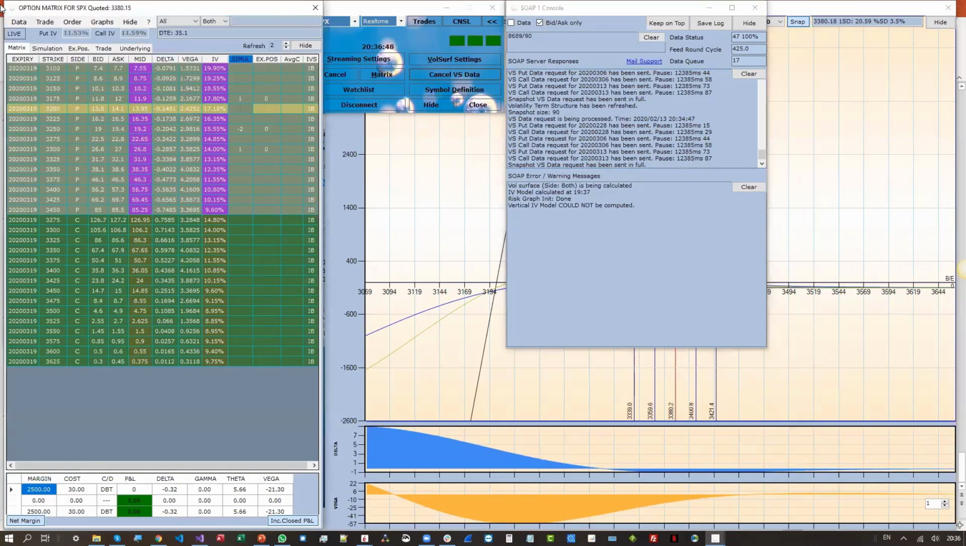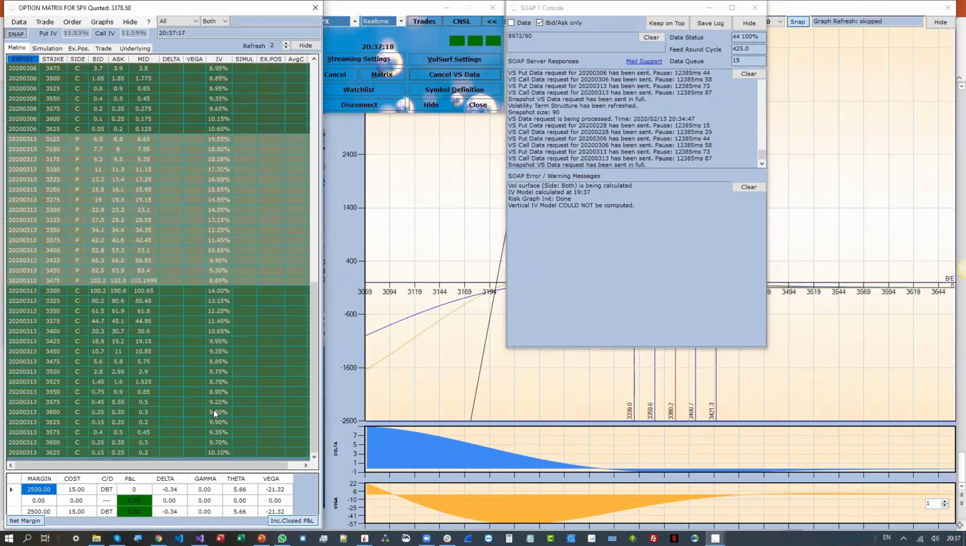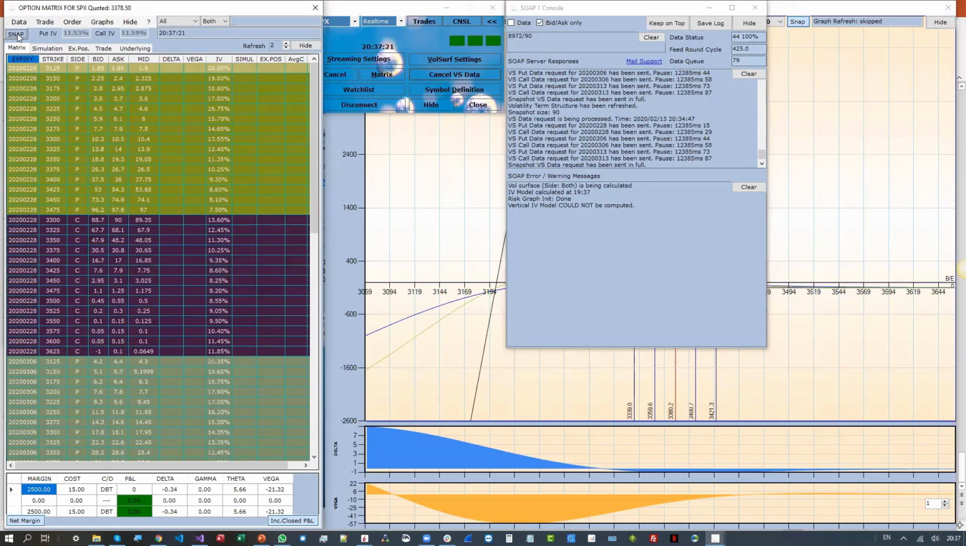In the background of this one, if I click on this button, I get to the snapshot button. I call it a snapshot button because my vol surface data is made of snapshots. As soon as this data is retrieved, my requests are cancelled, and I do that on a regular basis. So here I've got IV, and of course this is 100% calculated IV. I don't use IBIV. I calculate it.